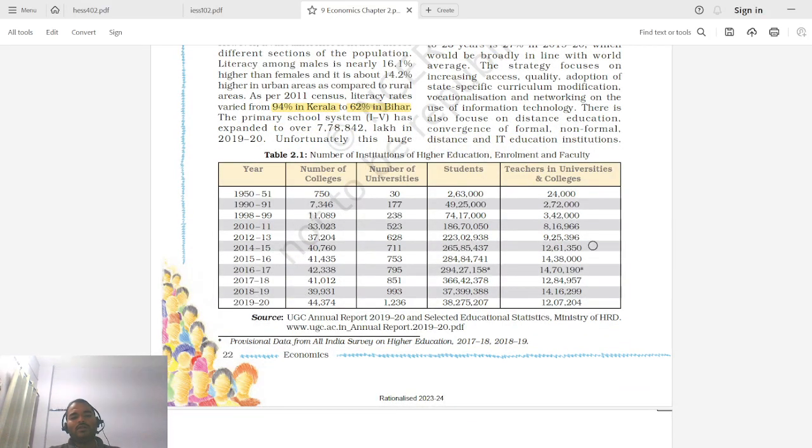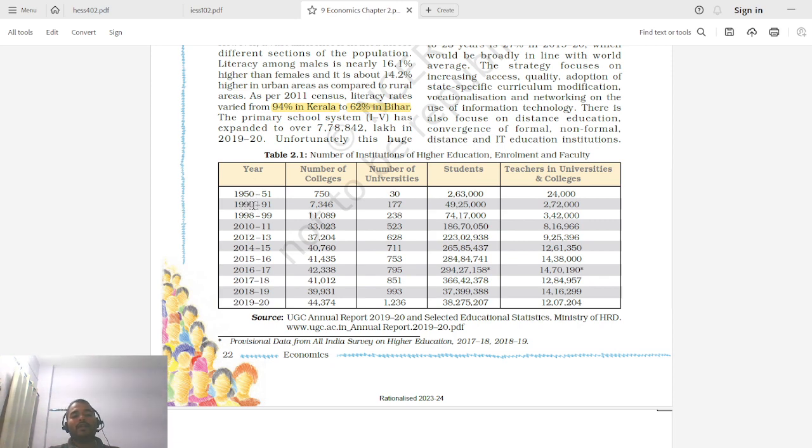So you can see over here a chart is given which indicates the number of institutions of higher education, the number of enrollments, and the number of faculties. Again, this chart gives a guideline from 1950 to 2019 and 20. Okay, so in 1950 and 51, the number of colleges were 750, total number of universities were 30, total students were only 2,63,000, and total teachers in these schools and colleges were only 24,000.